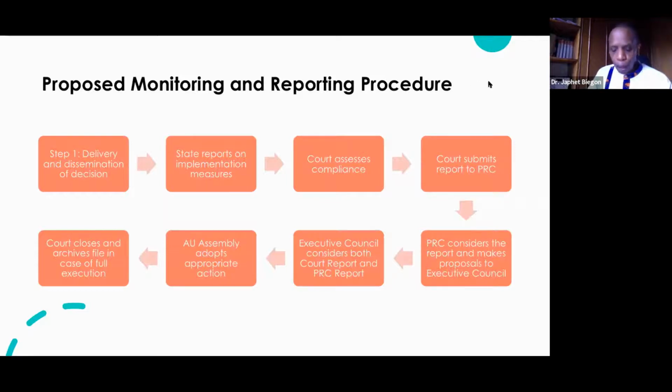Then finally, if full compliance has been achieved, the court will close the case and archive the report. So that will be the process that will be taking place in future in terms of the court monitoring and reporting on compliance with its decisions.